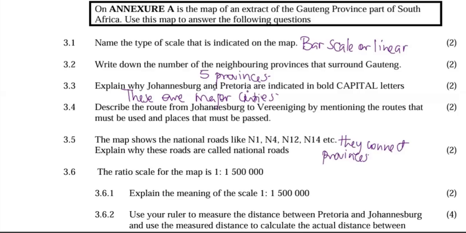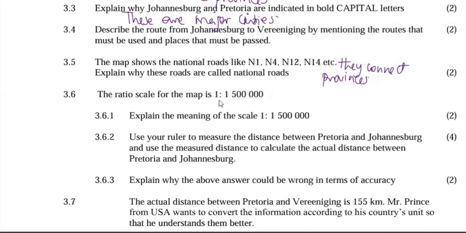Okay, the ratio given there is 1:1.5 million. Explain the meaning of the scale. 1 unit on paper, that's what it should always stand for. 1 unit on paper equals 1.5 million. 1 unit on paper equals 1.5 million.